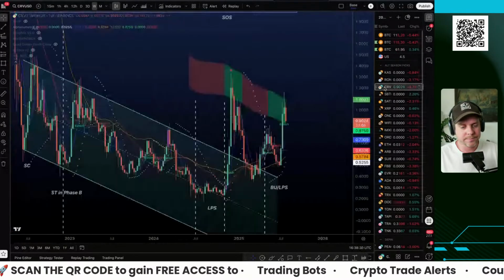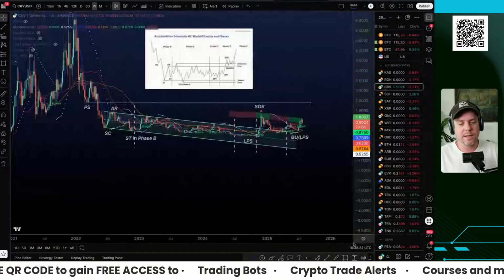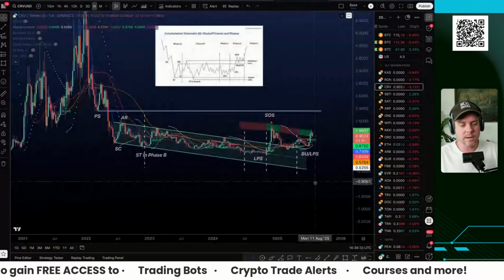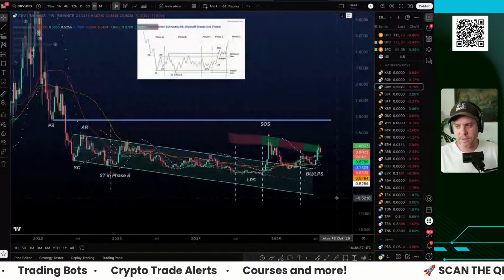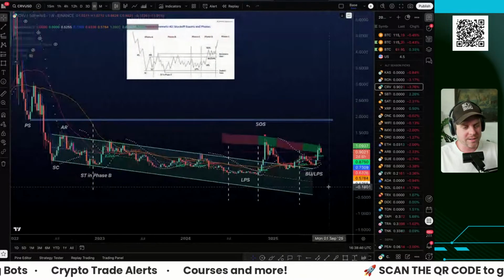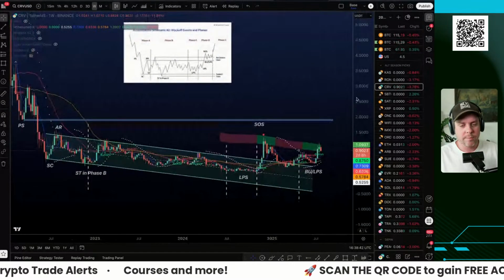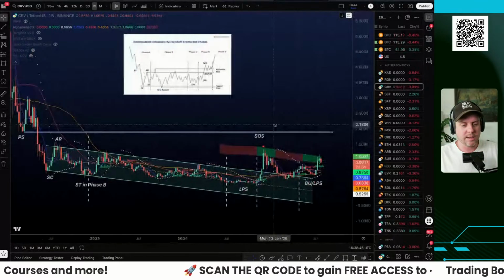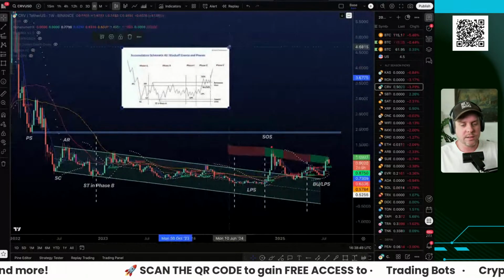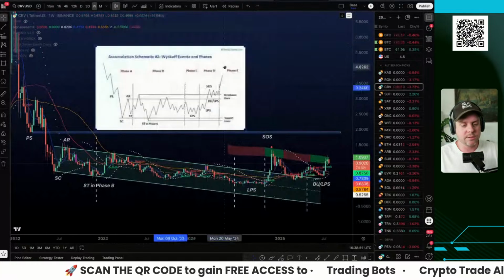Yeah, CRV, man. Mauricio called this a long time ago. Mauricio's in the private group. At least I think you're in the private group. You better be in the private group. If you're not, definitely get in the private group. But yeah, it's so clean, ladies and gentlemen. It's a Wyckoff accumulation to a T.